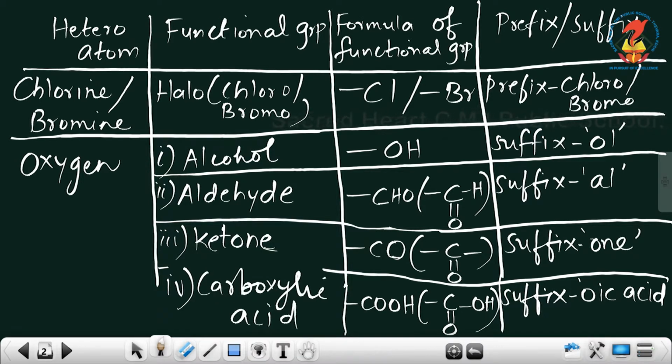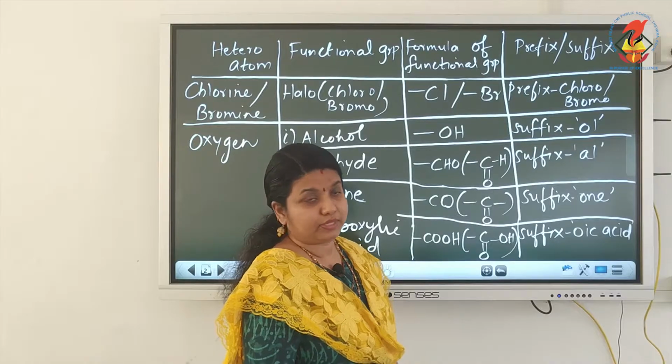Carboxylic acid as a functional group is written as COOH. The structure of the COOH functional group is C double bond O, then OH: COOH, the carboxylic acid group.